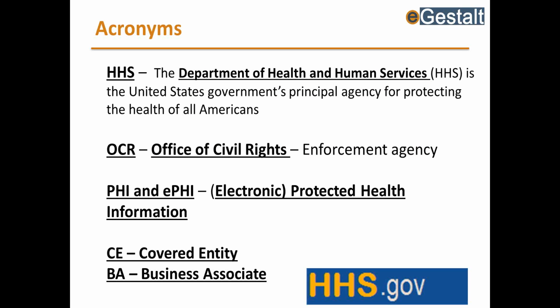Okay, so let me start off by talking about some background terms and acronyms so that we can use the same vocabulary as we go through the presentation. HHS stands for Health and Human Services. This is the primary agency responsible for implementing HIPAA HITECH, and OCR is the Office for Civil Rights, which is the enforcement agency. Something that you'll hear me refer to quite a lot is PHI or EPHI, which stands for Protected Health Information, and it could be in physical form or in electronic form. And finally, covered entity stands for CE, and BA stands for Business Associate. I'll define these terms as we go along.